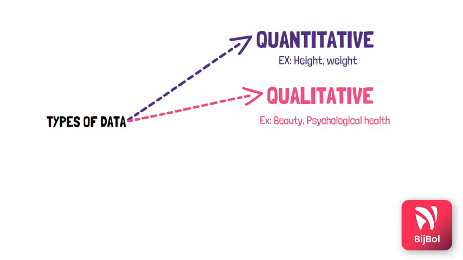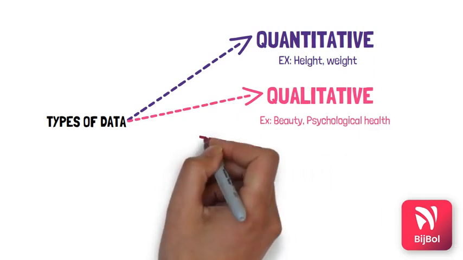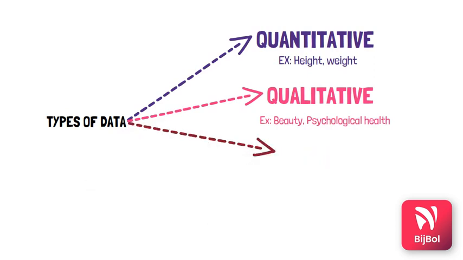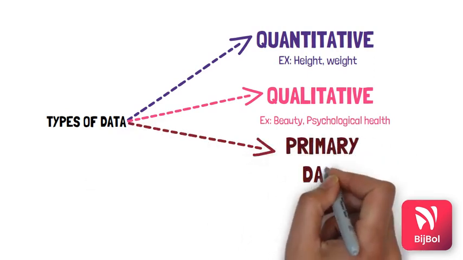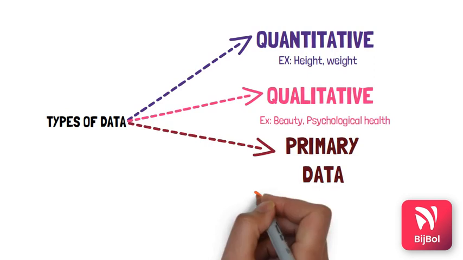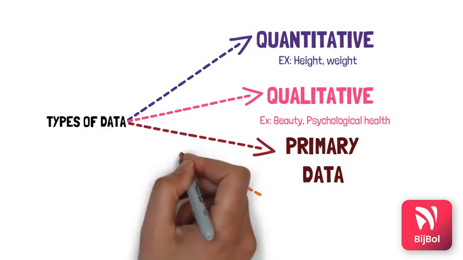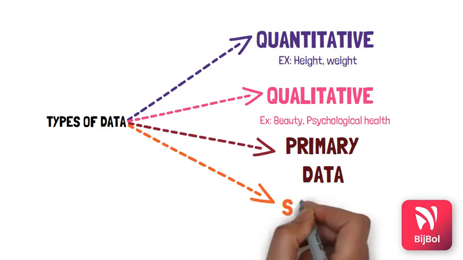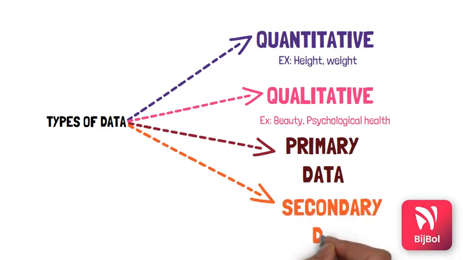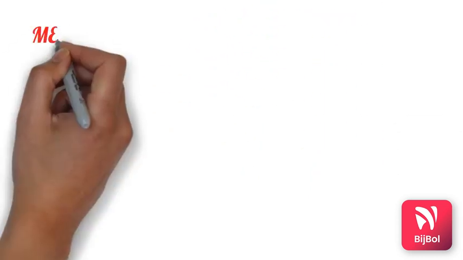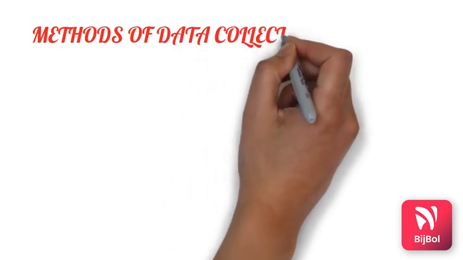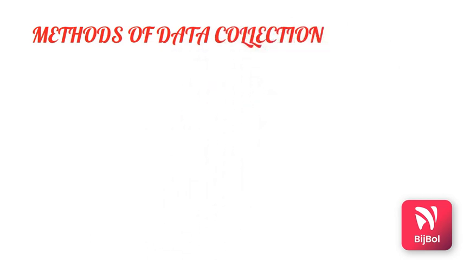Then you have the primary data. These are collected afresh and for the first time, and thus happen to be original in character. Next we have the secondary data, which have already been collected by someone else and have already been passed through the statistical process. So these are the various types of data we have. Now let us look into the methods of collecting this data. First, we will see the methods of collecting primary data.